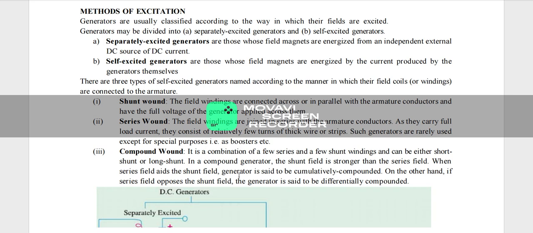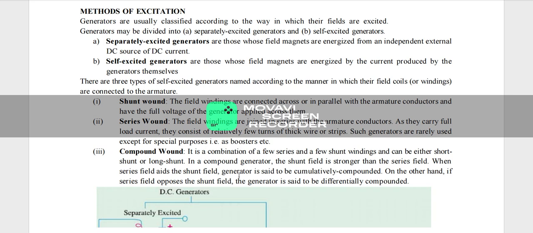And self-excited DC generators are those whose field magnets are energized by the current produced by the generator themselves. That is, their field magnet or winding is supplied current from the output of the generator itself. That is called self-excited generators. The self-excited generators are again classified into three types. What are they? They are shunt wound generators, series wound DC generators, and compound wound DC generators. We will be moving into details of these three types.